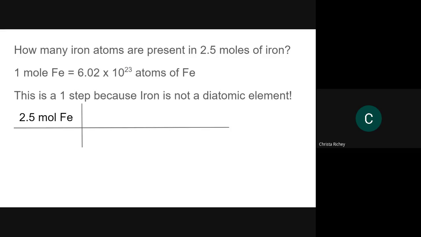2.5 moles of Fe. I know it's not a big abbreviation, but we do abbreviate the mole as mol. Do not leave off the unit, including, in this case, the element iron. You will get confused, yes.